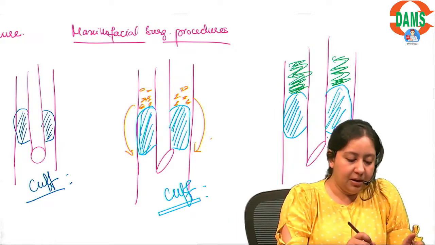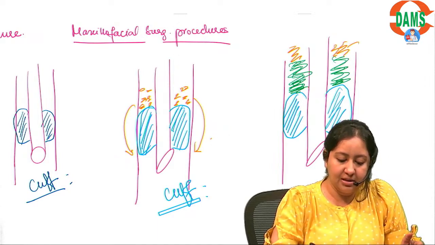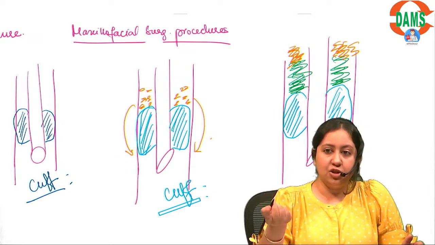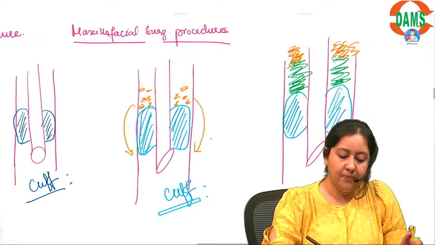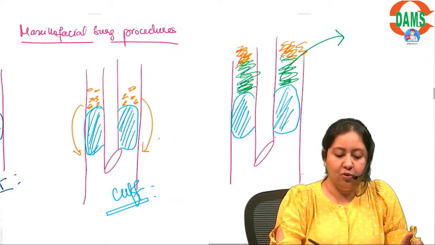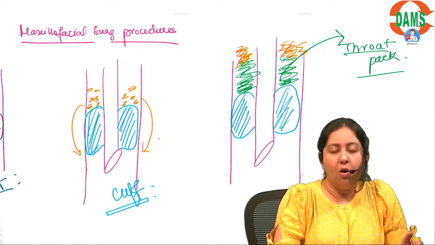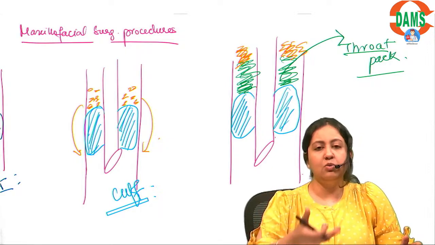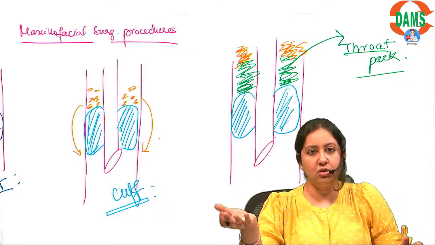Now what is happening? This blood and debris gets accumulated by the throat pack. So when you have to extubate the patient, what are you doing? You are removing this throat pack first. Once the throat pack is removed, it will get all the blood and debris along with it outside. Once you have removed the throat pack, you deflate the cuff and then extubate the patient.